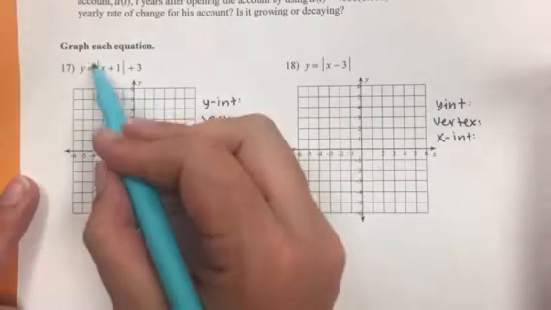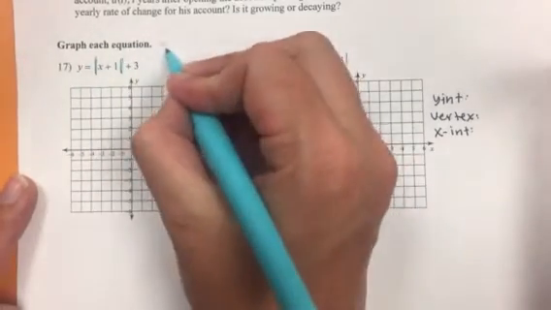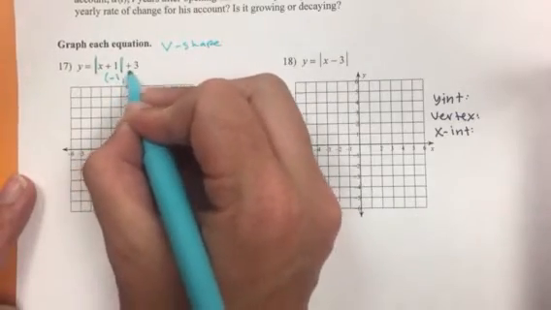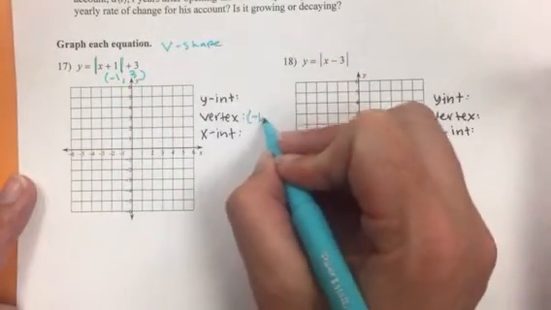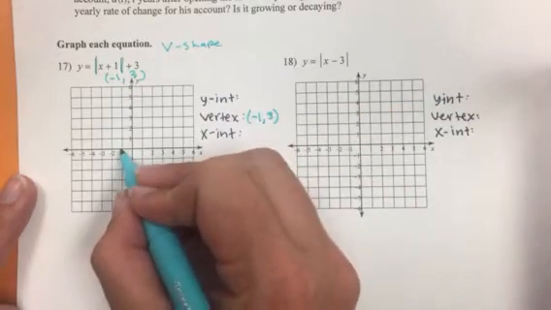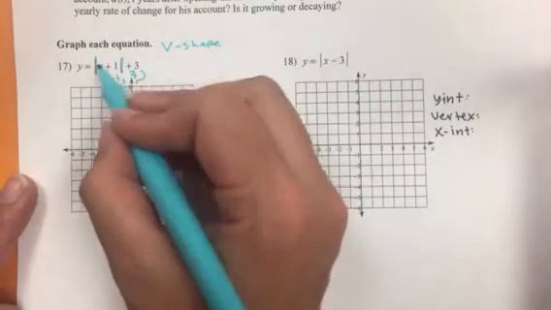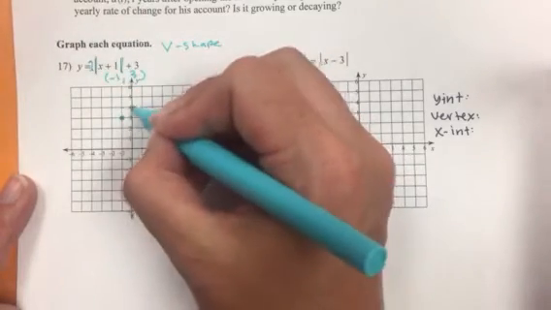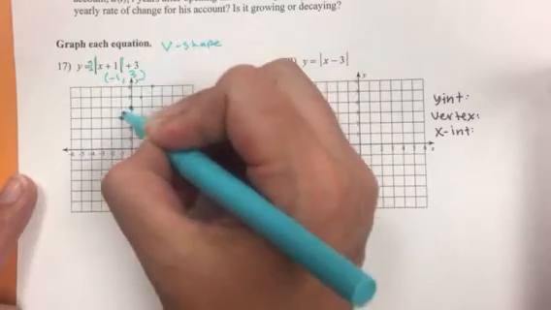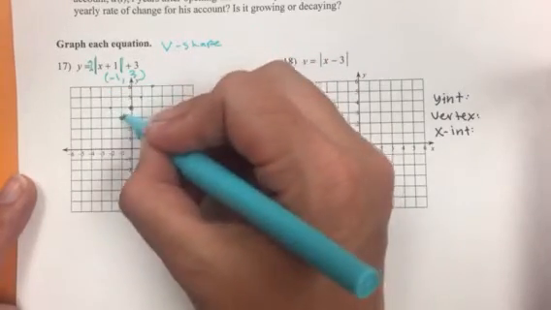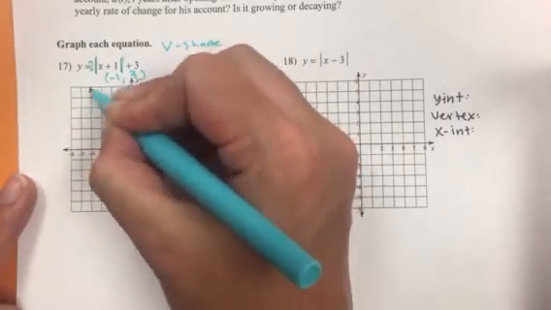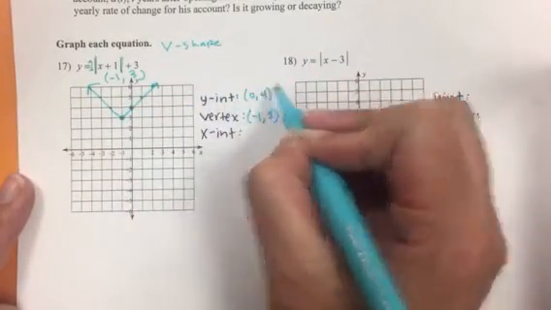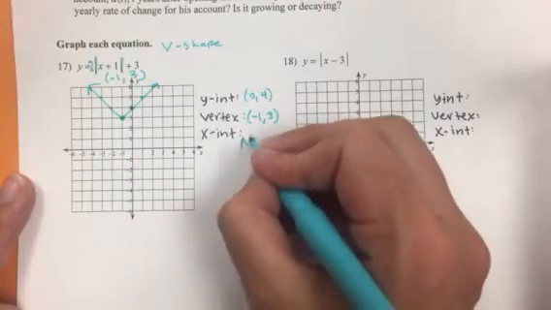17, graph. Because of the absolute values, it will make a V shape. Take out the vertex, -1, +3, and the slope in front is just a 1. There's nothing there, so it goes up 1/1 in both directions. The y-intercept is 0, 4, and there's no x-intercepts.